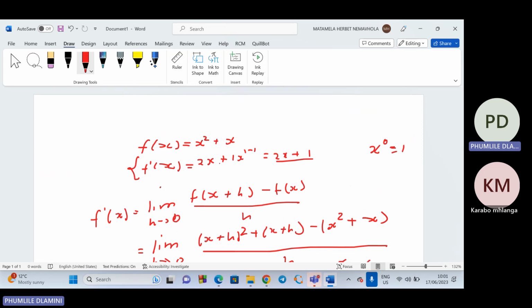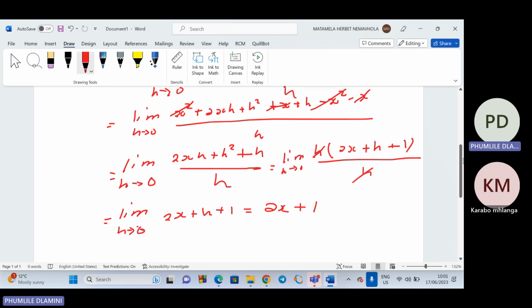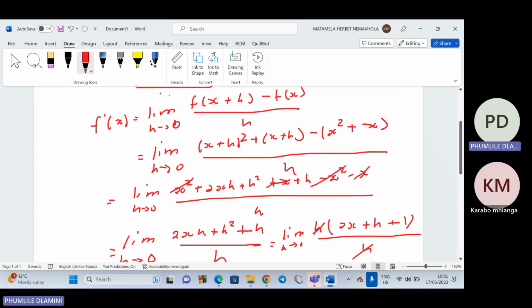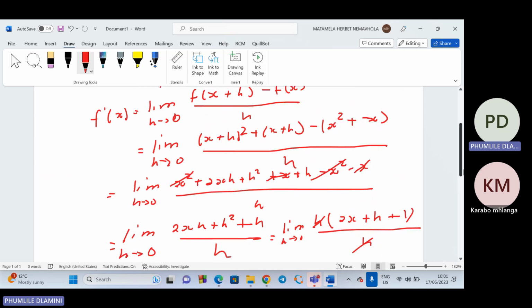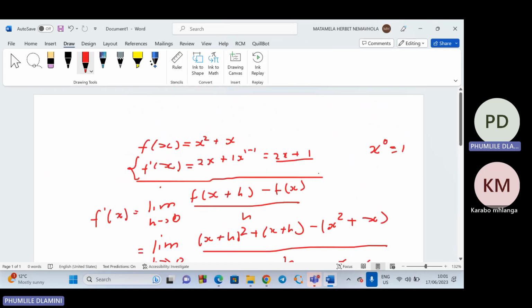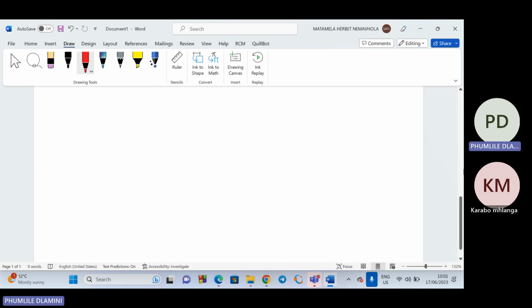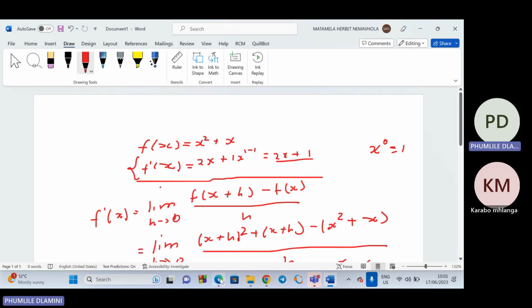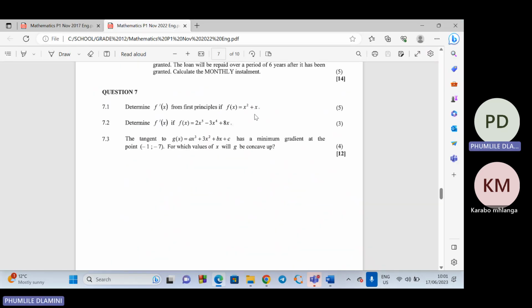So it means that if you first use the formula, you don't write this in your paper. You just write it in your draft paper, or you can write it with a pencil and erase it. Then after that, when you use the limit formula, you can see that you're getting the same answer. Then you erase it with your eraser. This is how you do it when you use first principles. So this is what we did when using the first principle, which is 5 marks.